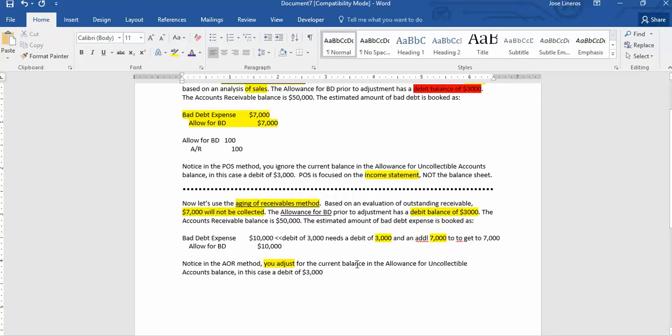Again, this is focused on the balance sheet. Okay, this is not focused on the income statement, it's focused on the balance sheet. Write that down.